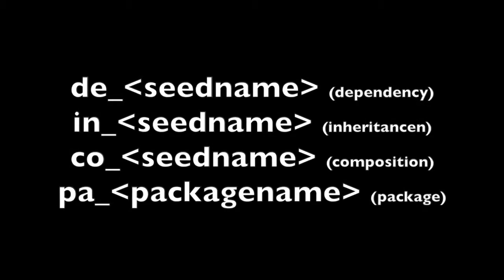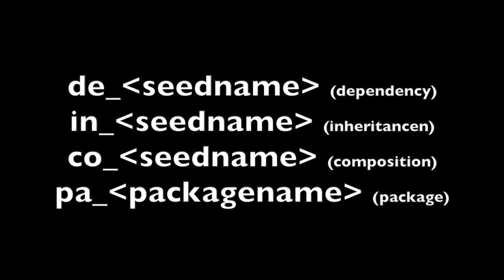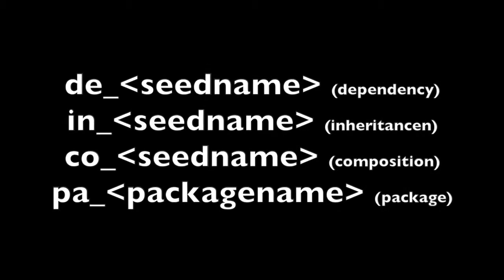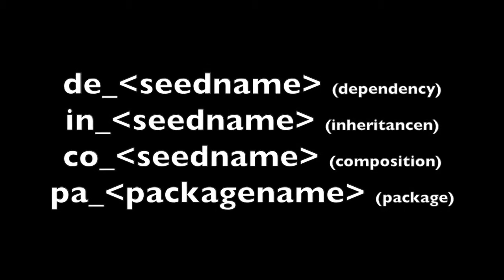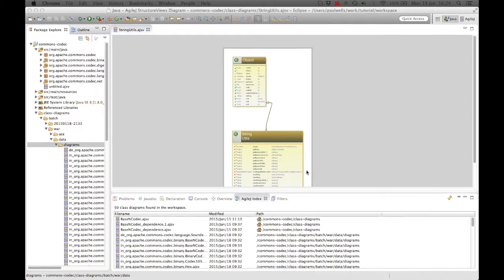Each generated .ajsv file has a prefix DE_IN_CO_PA_ followed by the seed name. When the batch run is finished, a message box says batch run finished. Let's have a quick look through the results.